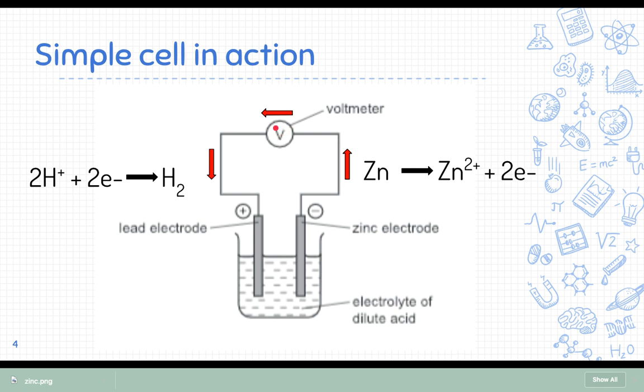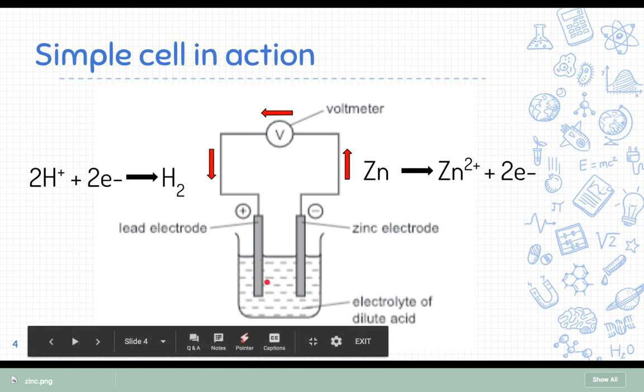Now, if we wanted to, we could put something like a simple motor or a bulb there that would use that flow of electrons and transfer it into something useful. The electrons flow through here, they come down here, and they end up here at the positive pole, at the lead electrode. And then they flow through the lead electrode and into the electrolyte.